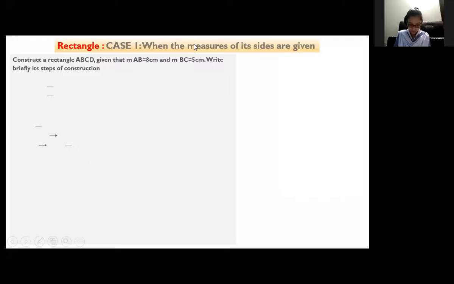So students, where were we? In the first session we were discussing rectangles, case number 1, when the measurements of its two sides are given.